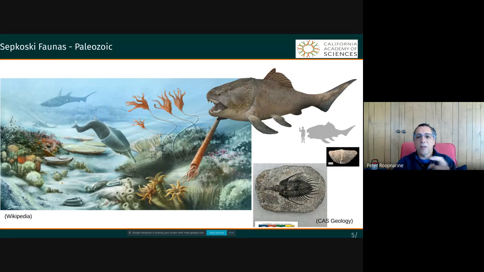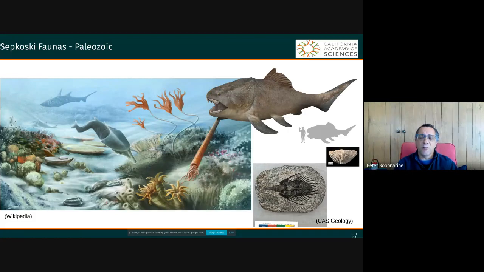Now, shown here, that fish in the upper right is Dunkleosteus, an armored placoderm fish. It's one of the largest predators of Paleozoic seas. It's also been measured as having one of the most powerful bite forces in the history of the animal kingdom. And Dunkleosteus, and there's a little human next to it for scale, was definitely a fearsome predator.